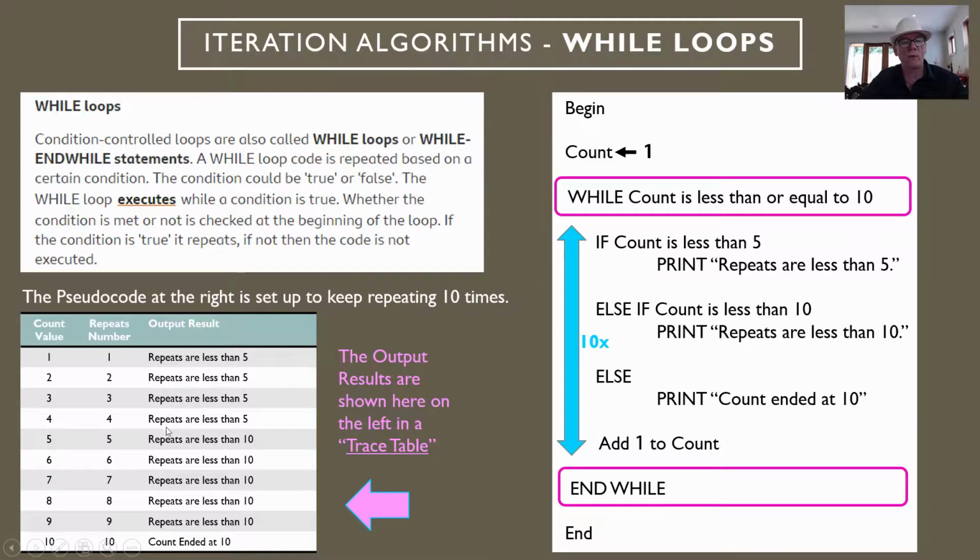So it'll print that out for a while, then when the count hits 5, it's not less than 5, it's just repeats are less than 10. When it gets up to 10 at the end there, it should get to this last part and do count ended at 10. So you can pause and have a bit of a think about that and work through it.